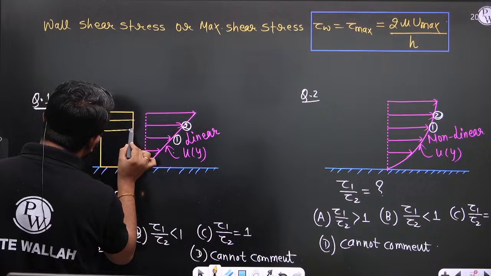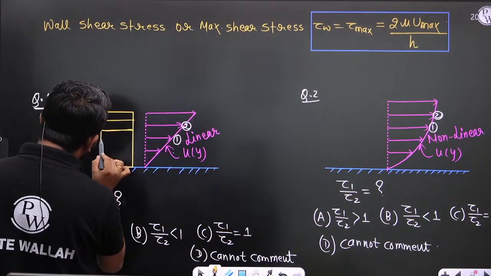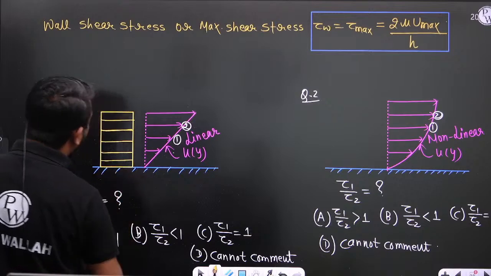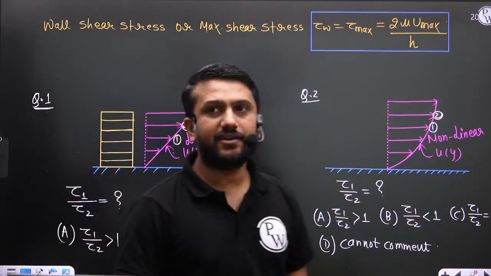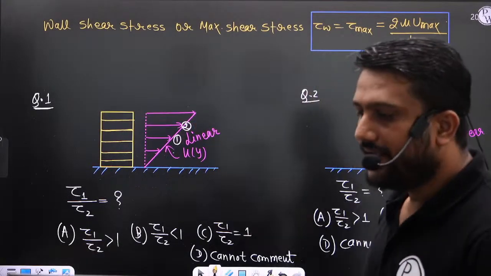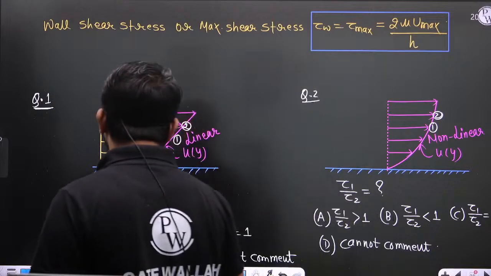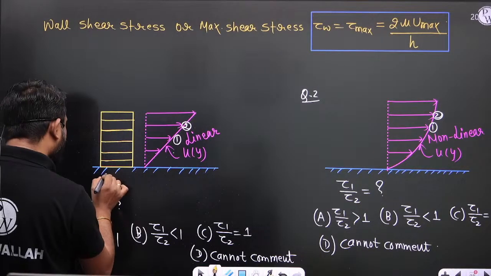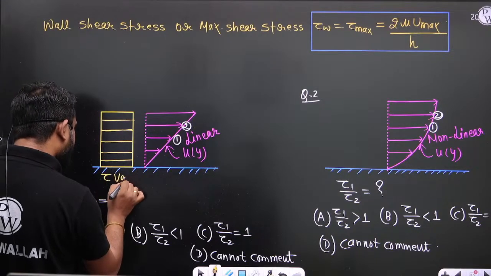Shear stress is independent of y, na beta. If the velocity profile is linear, then the shear stress variation is independent of y. This is the tau variation.